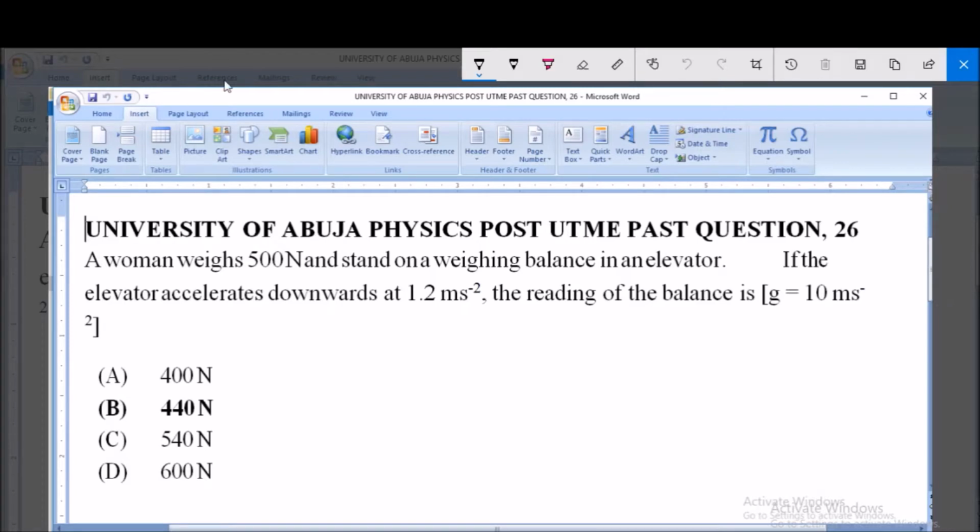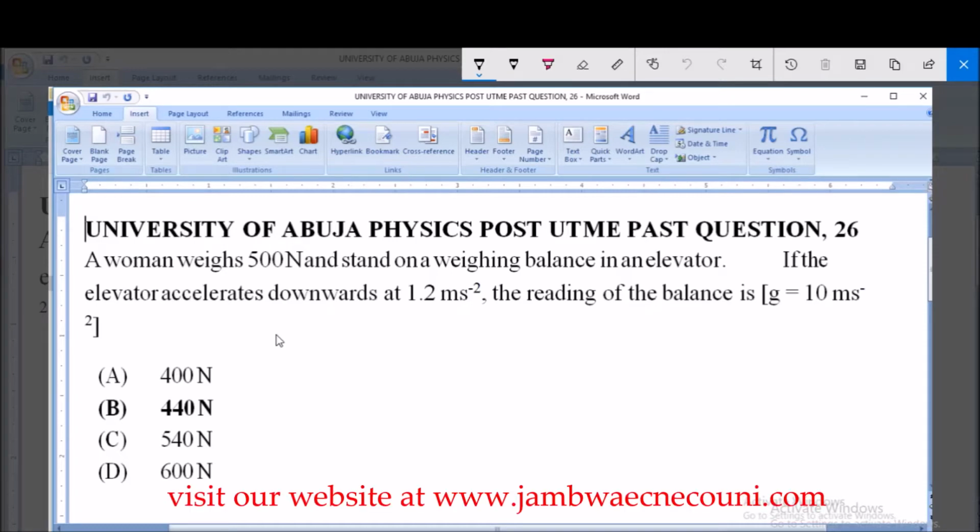A woman weighs 500 Newton and stands on a weighing balance in an elevator. If the elevator accelerates downwards at 1.2 meter per second squared, the reading of the balance is, where g is 10 meter per second squared, g is the acceleration due to gravity. A. 400 Newton, B. 440 Newton, C. 540 Newton, and D. 600 Newton.